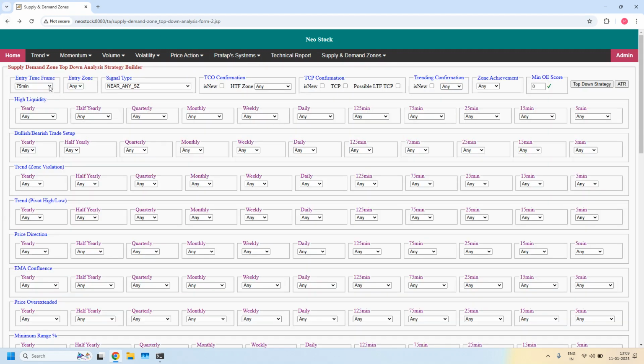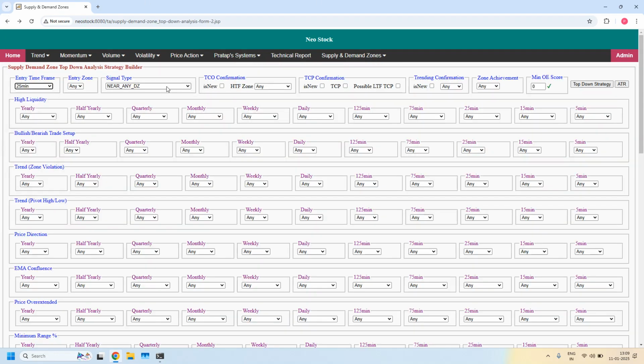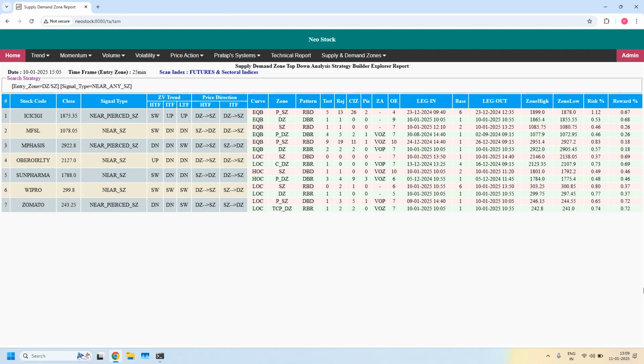Next time frame is 25 minutes. Stocks near 25 minutes demand zone: 8 stocks are filtered. Next, 25 minutes time frame. Stocks near 25 minutes supply zone: 7 stocks are filtered.